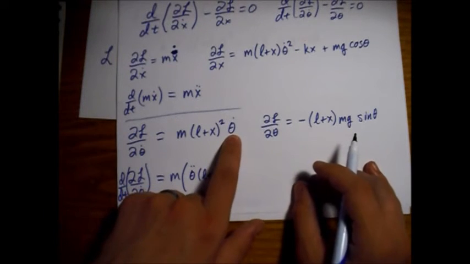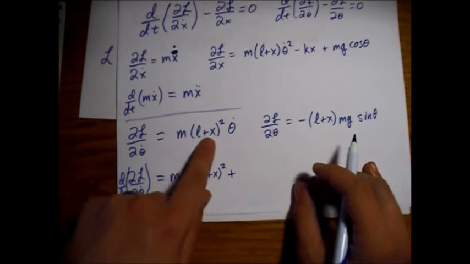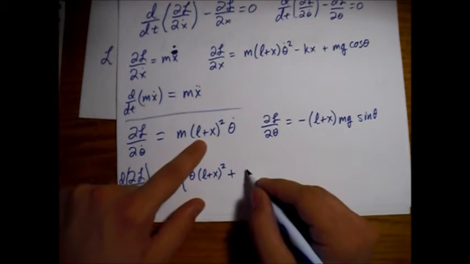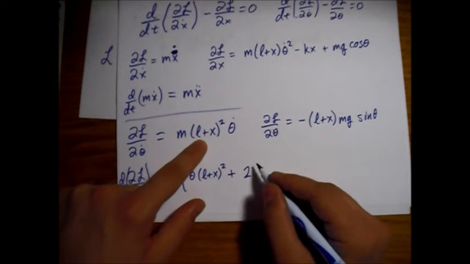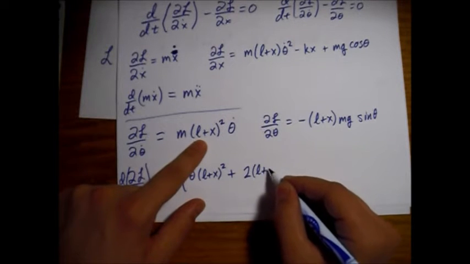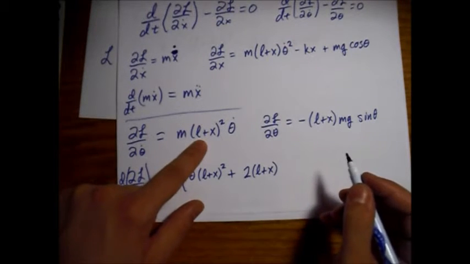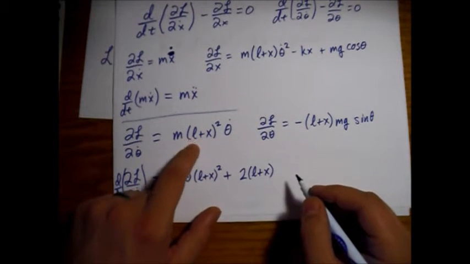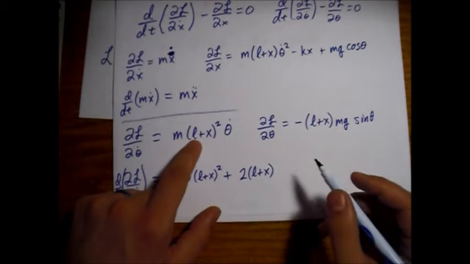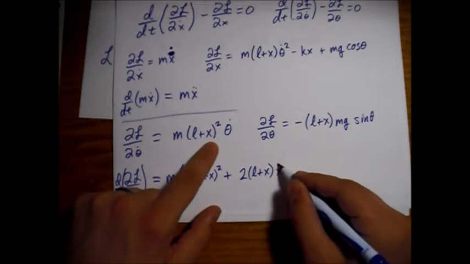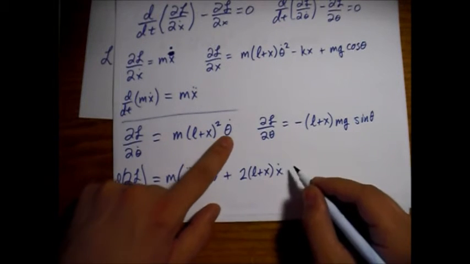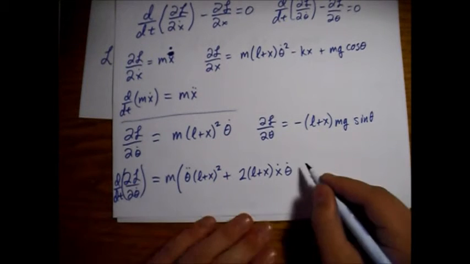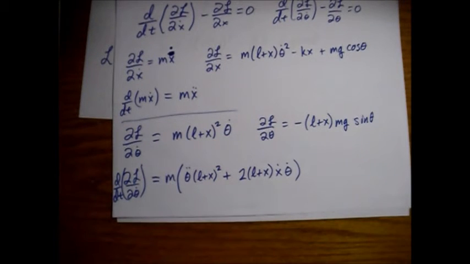Okay, now, we're just doing the product rule, right? We took the derivative with respect to this. Now I need to take the derivative with respect to that. I get a 2 (L plus x), and then taking the time derivative of what's inside, L is a constant, that won't matter. We get an x dot. And now we have our theta dot here on the outside.